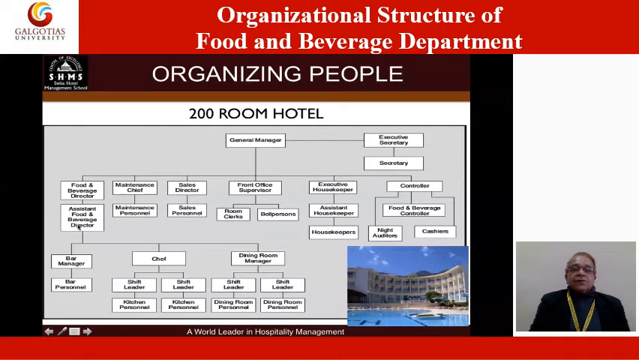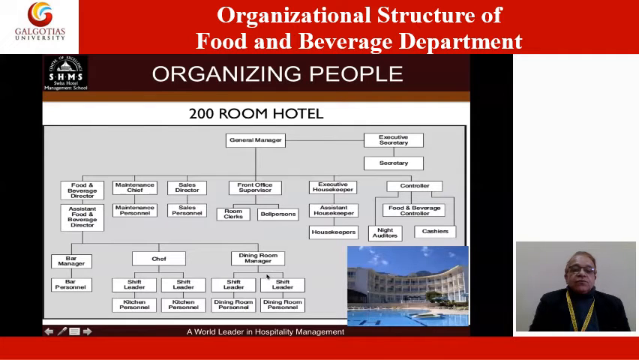See the setup and the organization. See the structure. How one support is below the second. See the vertical and the horizontal spread of the designations that are there in a 200 room hotel. We will be discussing all this in detail once we move on.